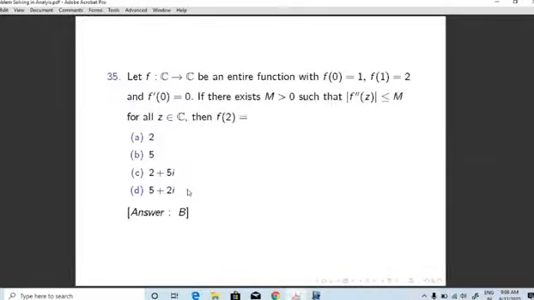Okay, next question. Complex analysis. Suppose f is a function from C to C, an entire function, with f of 0 equal to 1, f of 1 equal to 2, and f dash of 0 equal to 0. Suppose there is m such that the modulus of f double dash of z is less than or equal to m. Then what is the value of f of 2? f of 0 is 1, f of 1 is 2 and f dash of 0 equals 0.